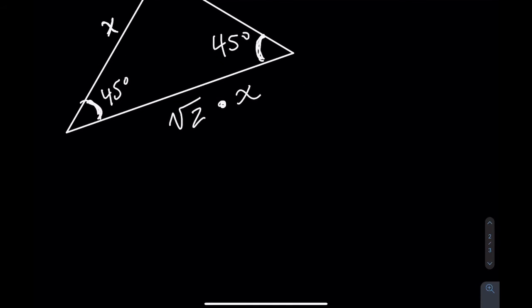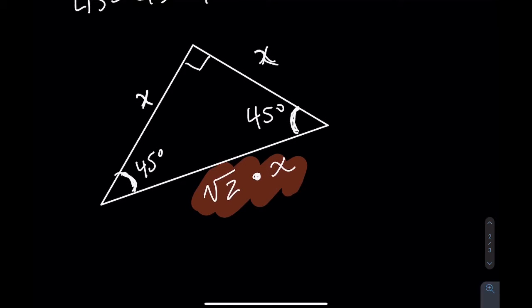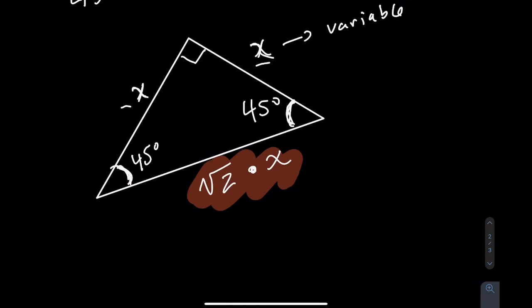And then you might look down here and say, hold up, how did we get root 2 times x? So just so you guys know, x stands for some variable. It's a variable, meaning it can change. It doesn't always have to be one number, but each x has to be the same number. So if it was 1, this x would equal 1, this x would equal 1, and this would be root 2 times 1.